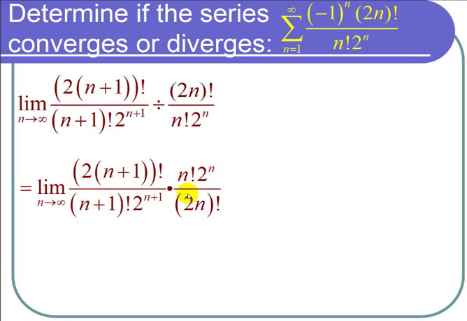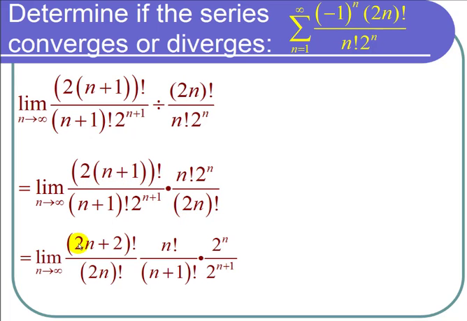So next what I do is I regroup the factors. So I have a 2 times n plus 1 factorial over a 2n factorial, and I can multiply the 2 through, and I get 2n plus 2 quantity factorial over 2n factorial. Then I have an n factorial over n plus 1 factorial, and a 2 to the n over 2 to the n plus 1. Now let's simplify each of these.